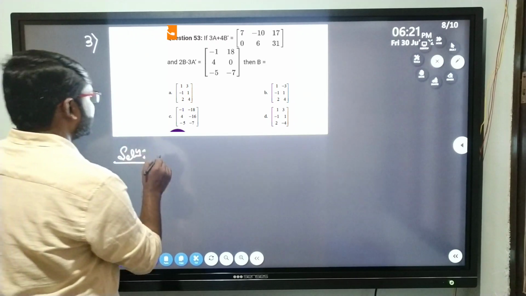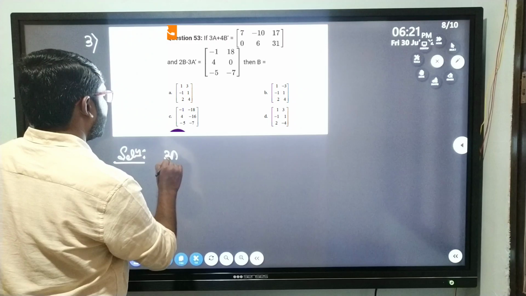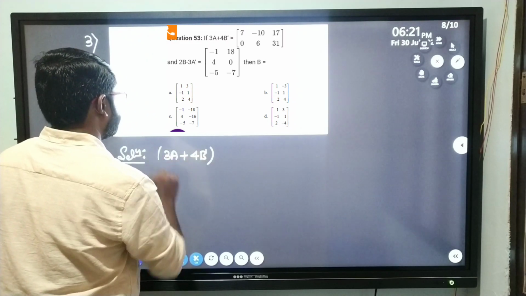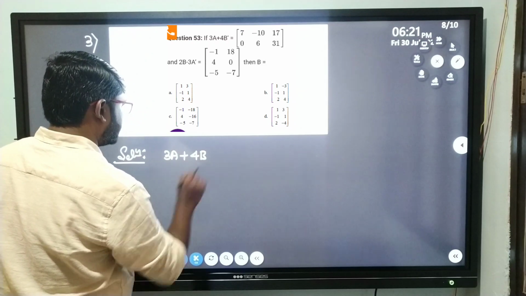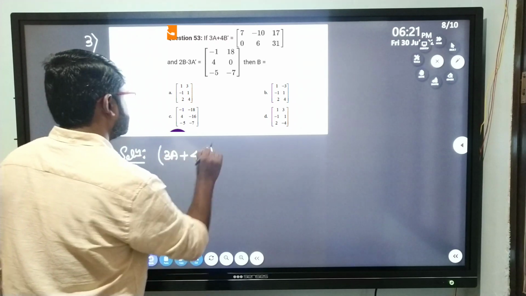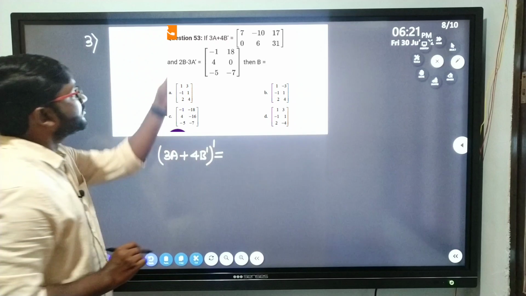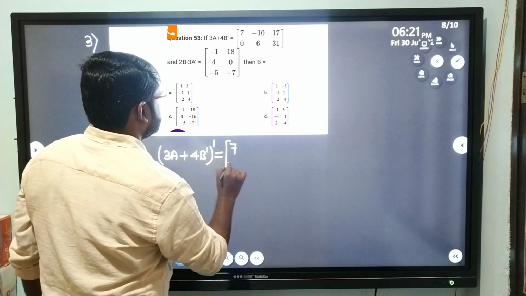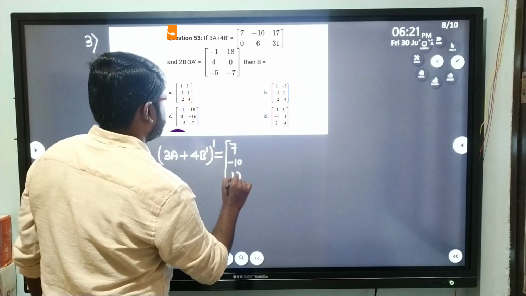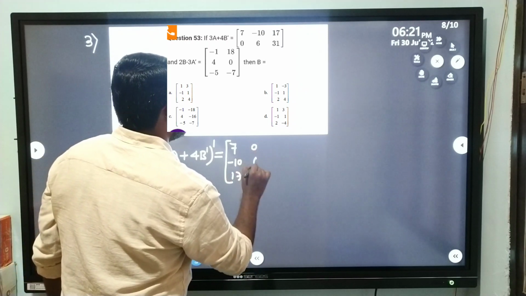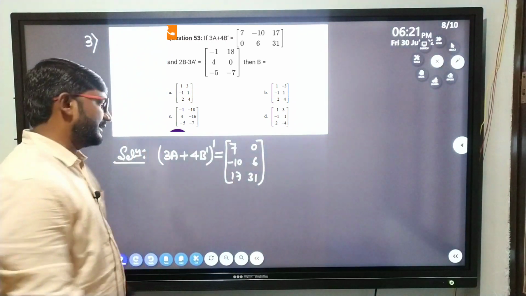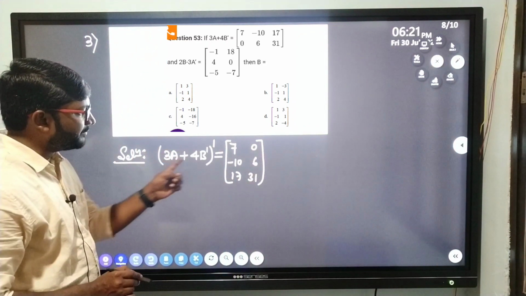I'll be taking the transpose of the first matrix, (3A + 4B)'. On both sides we have to take the transpose. This is equal to the transpose of the right-hand side. Write the first row as the first column: 7, -10, 17, then 0, 6, 31.